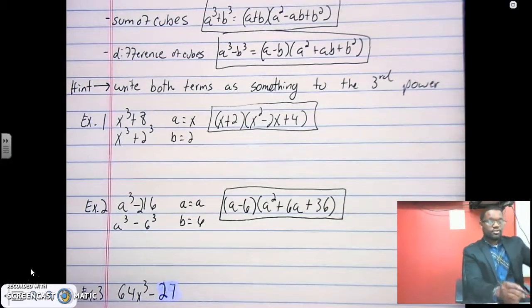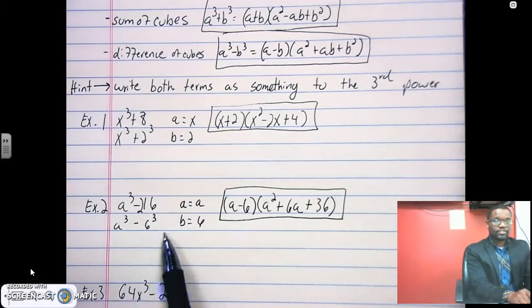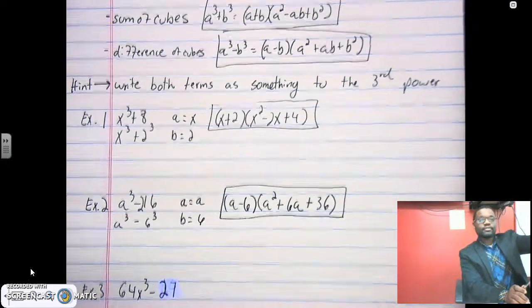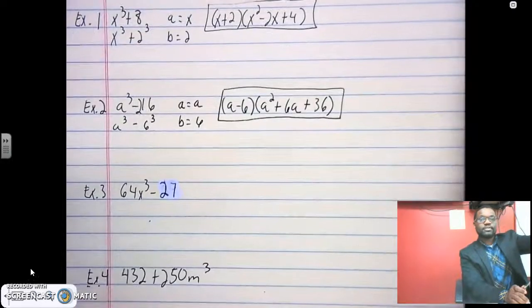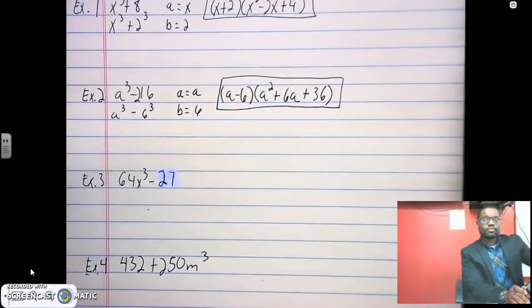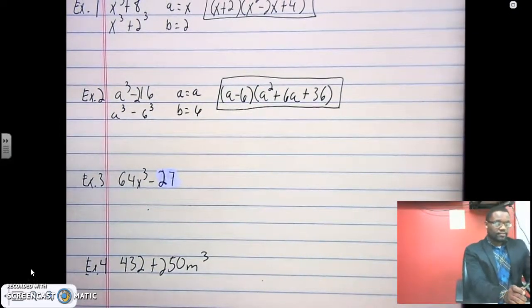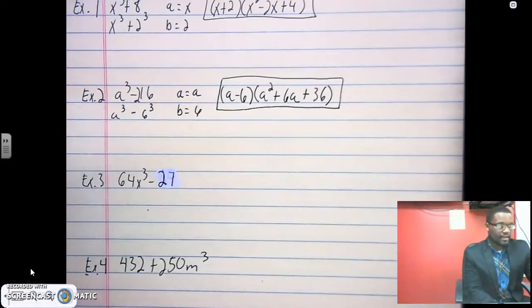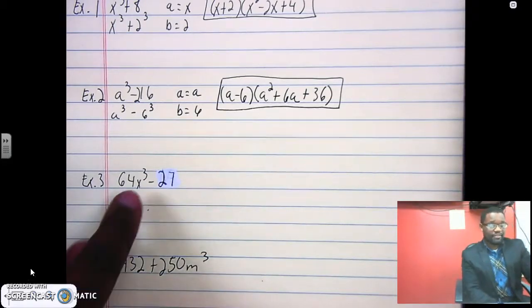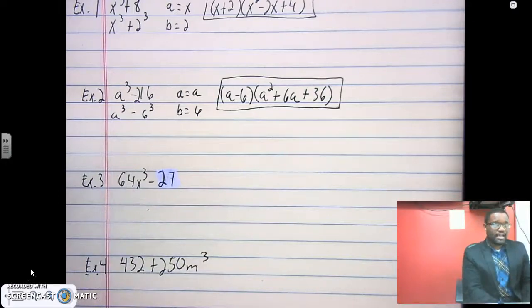You can see that the sum and difference of cubes is not that difficult. If there's an issue, it's going to be, how do I write things to the third power? Now, number 1 and number 2 are kind of the baby steps, and then we get into problems like number 3. Now, number 3, I have 2 terms, and I am looking to factor this difference of cubes, which I'm not sure it is, but again, having that 3 as an exponent gives me an idea.